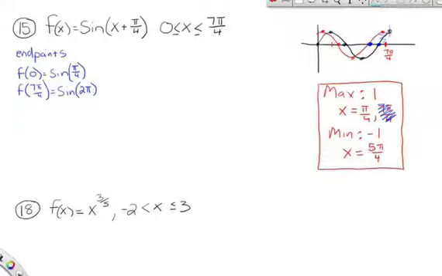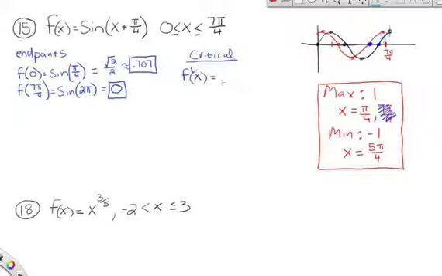Alright, so sine of pi over 4 is the square root of 2 over 2, which is, I believe, 0.707, and the sine of 2 pi is 0. So I know the value of my endpoints. Now I need to find critical values. So the critical values occur when the derivative equals 0. So we need to take the derivative.